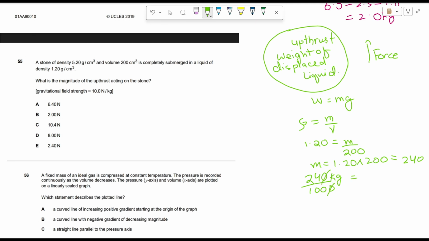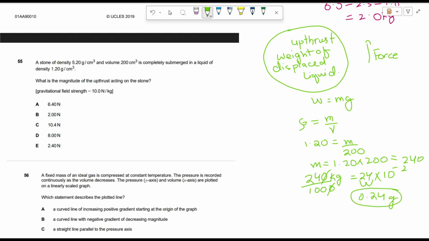So 0 cancels with this 0. 24 into 10 power minus 2, which means the point will move two places to the left. So 0.24 kg, now in kg because we have converted from gram to kg.